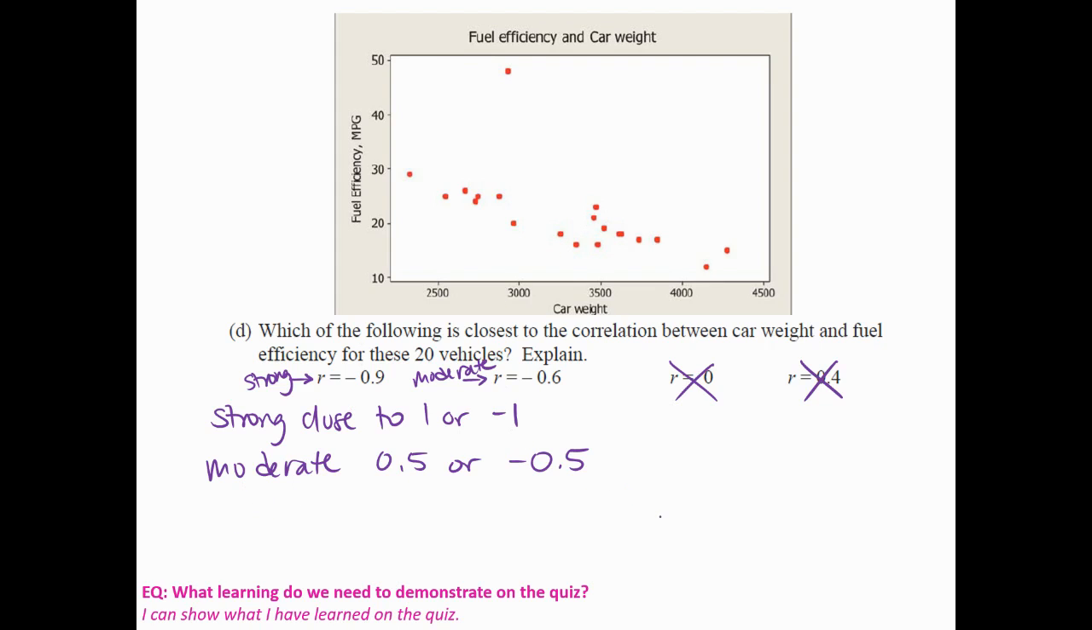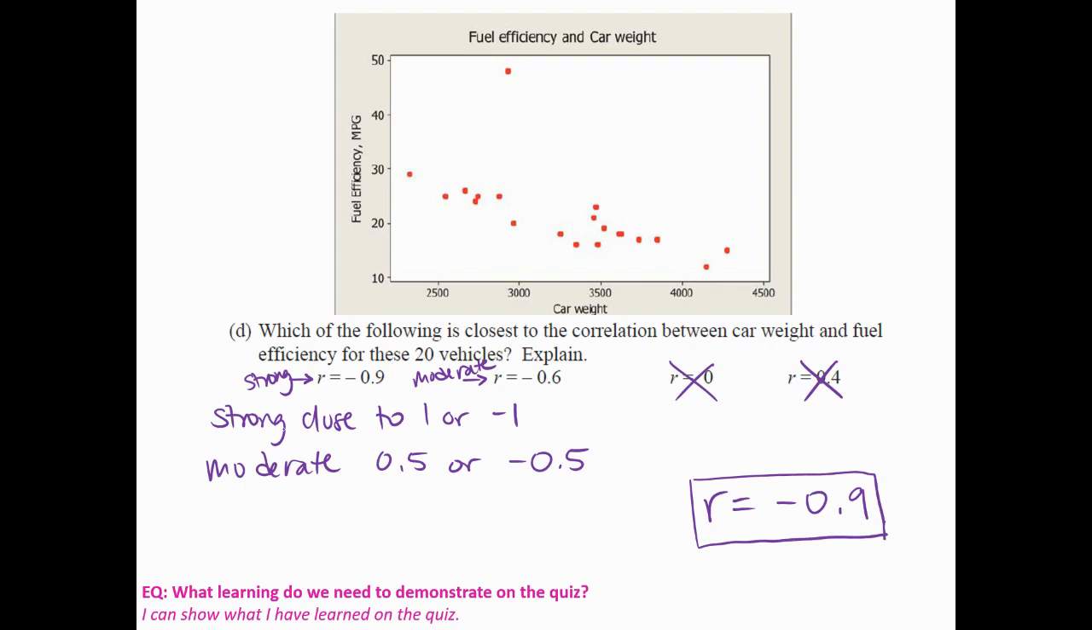So I would say it's the R equals -0.9. A -0.6 would be quite a bit more spread out. And again, if you're struggling to make sense of that in terms of what the R values look like, definitely check out that link to the game, because that's a good way to practice.